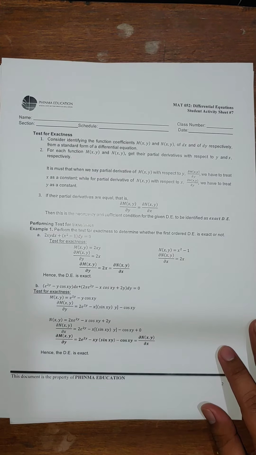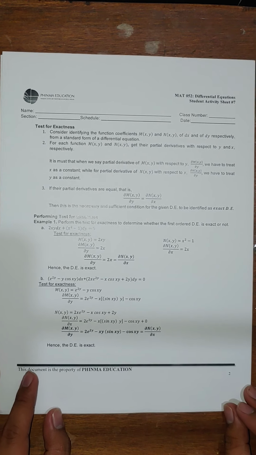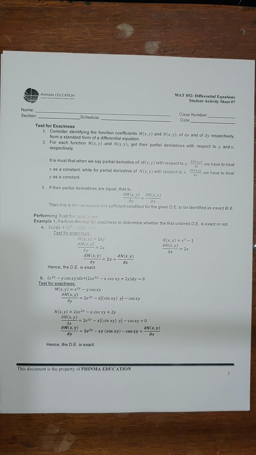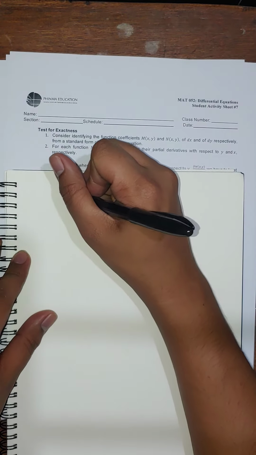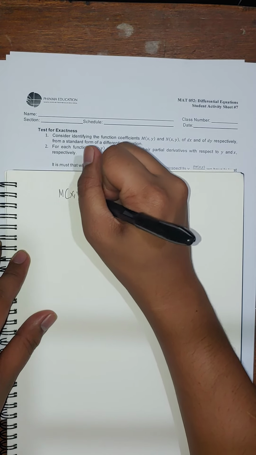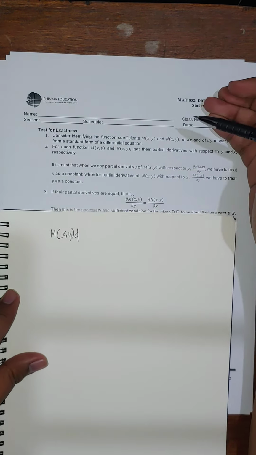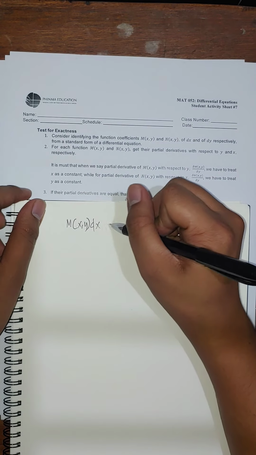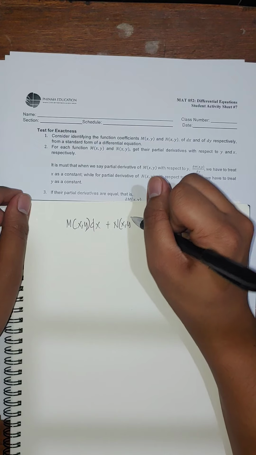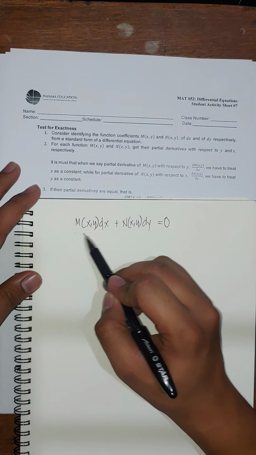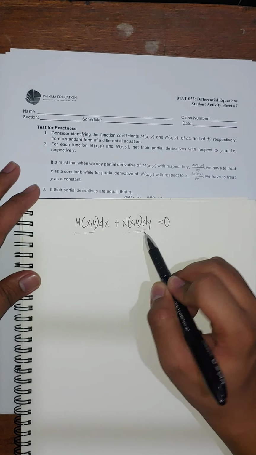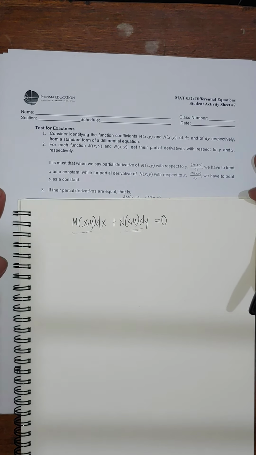Let's discuss further. We call this the test for exactness of a differential equation. Do you remember that our standard form of a differential equation is M of x,y dx plus N of x,y dy is equal to 0? The one beside dx, that is the M function, and the one beside dy, we call that the N function. So we do this test for exactness.